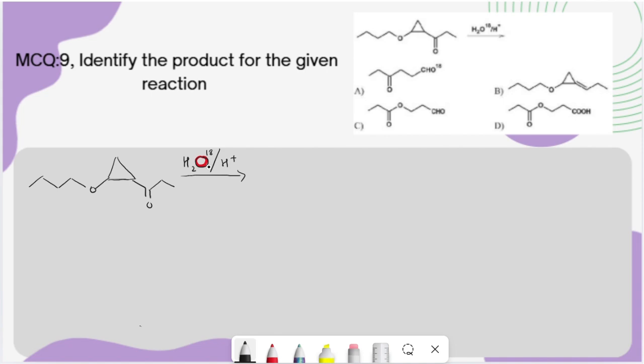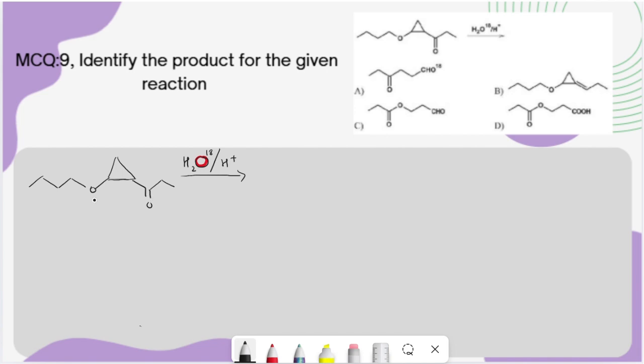Why are we using isotopic oxygen here? Because it will help us to know what will be the mechanism of the reaction and what will be the final product. First, let me explain this question and the mechanism in detail, and in the end I'll tell you how to solve this question in 1 or 2 minutes.